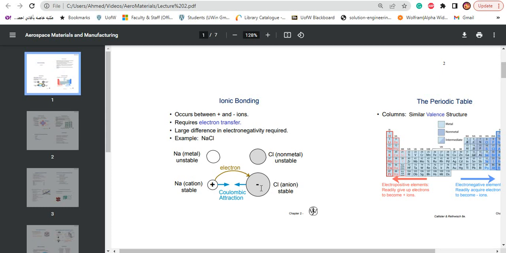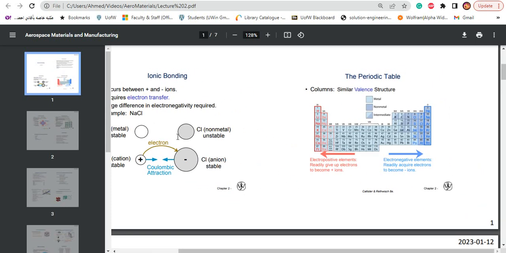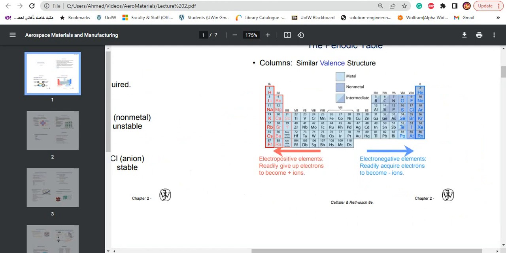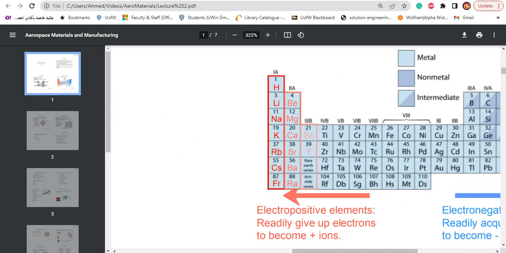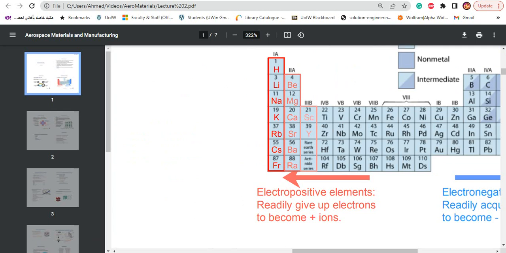فهنا بيحصل electronegative elements اللي هو على الجانب اليمين ده readily acquire electrons to become negative ions. Electropositive elements readily give up electrons to become positive ions. فاحنا لو نظرنا هنجد ال Na هنا Na+، فلذلك هو electropositive.